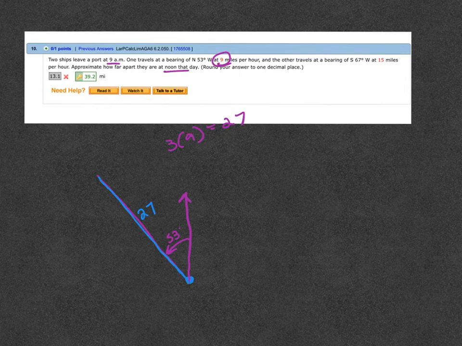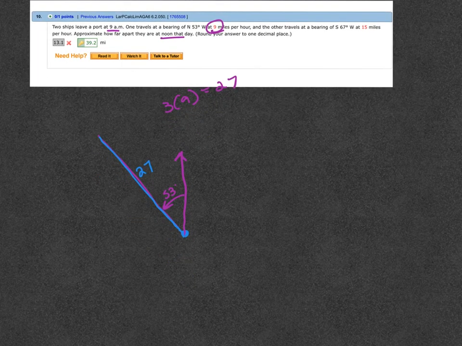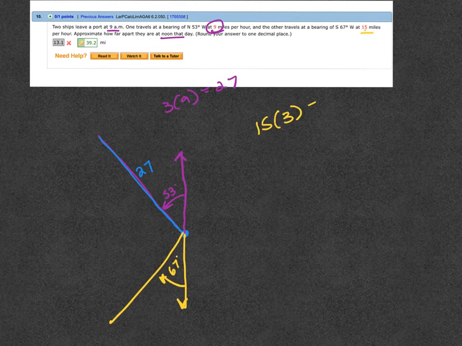That's the distance. Then I have another one that's at the bearing south, 67 degrees west. So I went south again and west again. This time, 67 degrees at 15 miles an hour. Still traveled 3 hours, so 15 times 3, 45. That means the length here is 45 miles. How far apart are they at noon on that day? So I want to know how far apart they are.